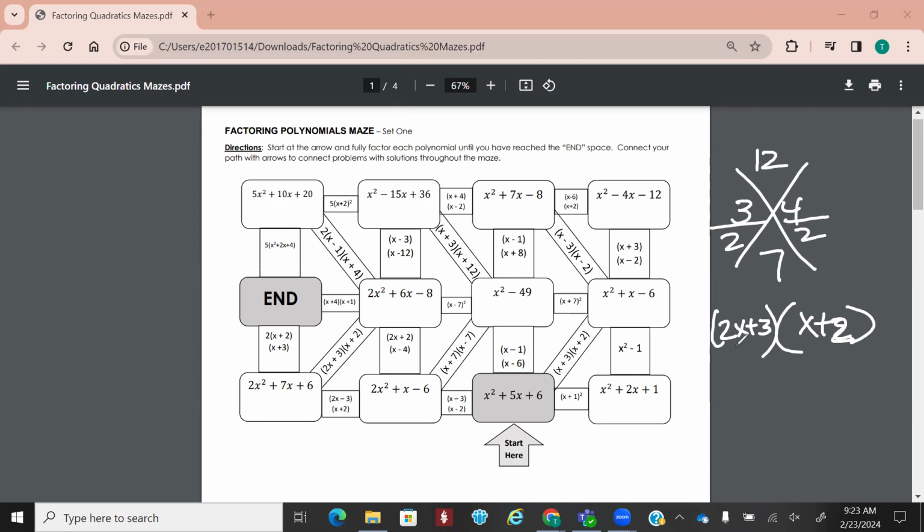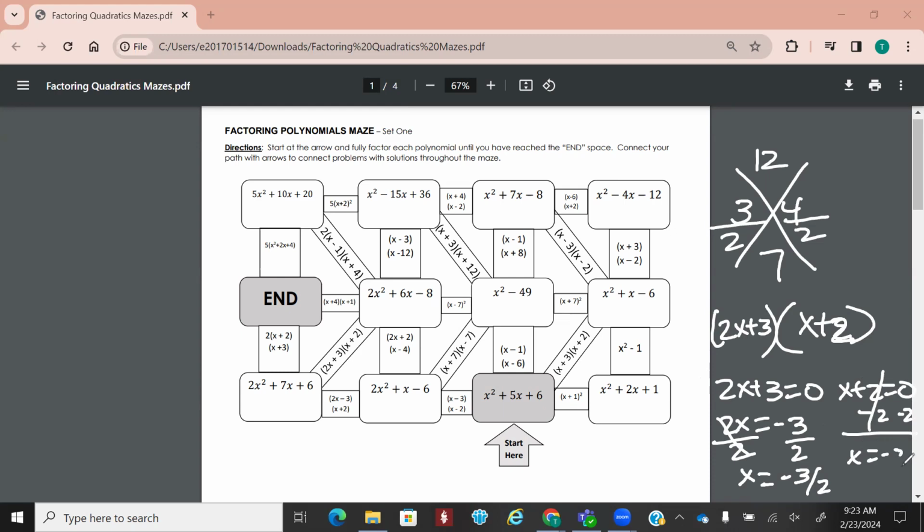Okay, now we're going to take both of these, set them equal to 0, and then solve. So we subtract 3, divide by 2. So x equals negative 3 halves. We're going to subtract 2. X equals negative 2.